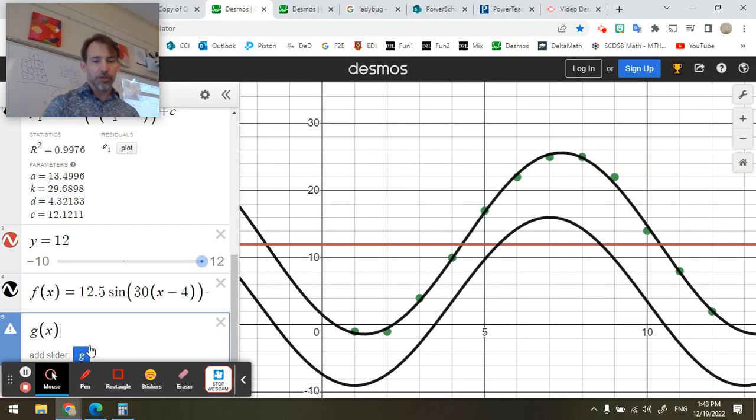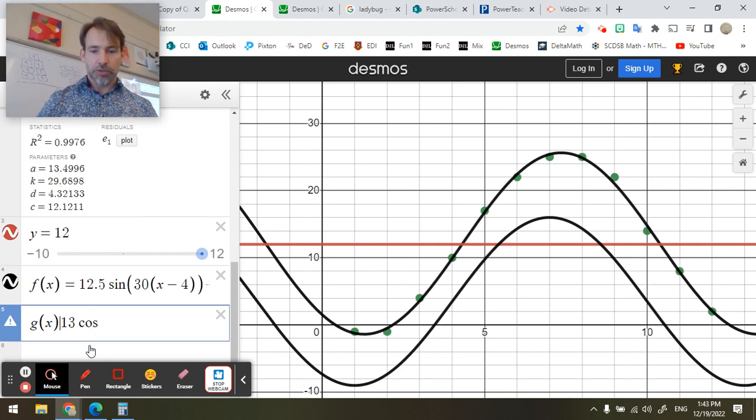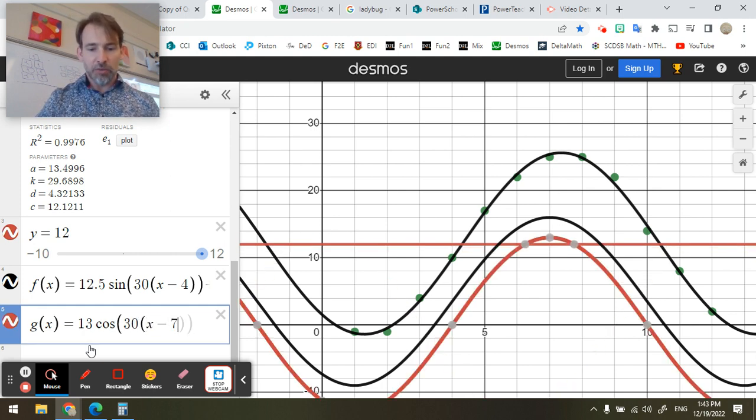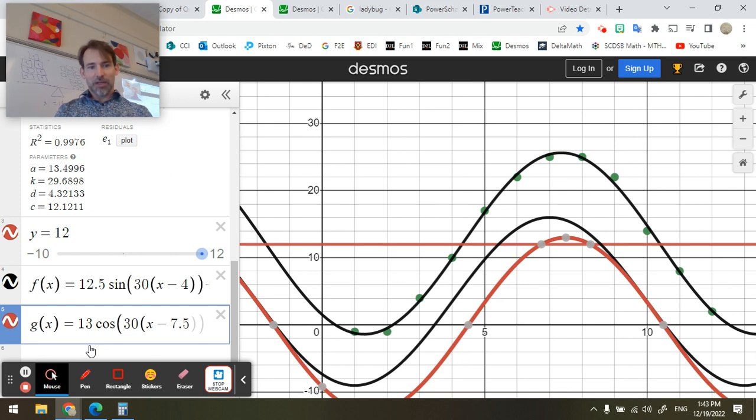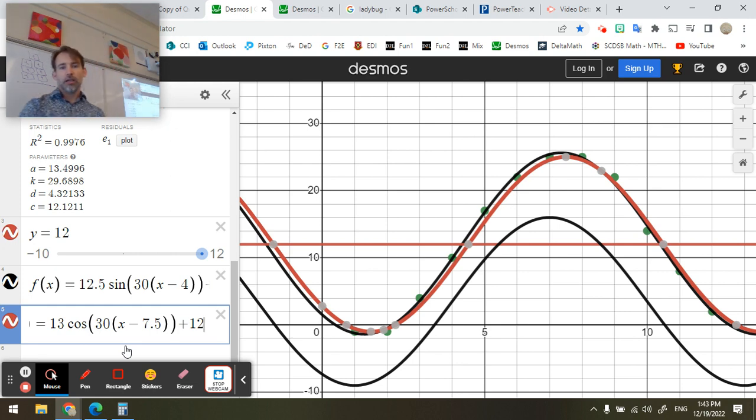g(x) is equal to 13 cosine, still 30 because the k is still 30, (x minus 7.5), plus 12. Oh, look, it lines up nicely. It's just a little bit out of Desmos's prediction, but it's pretty darn good. I hope you'll agree. Pretty darn close to what Desmos has.